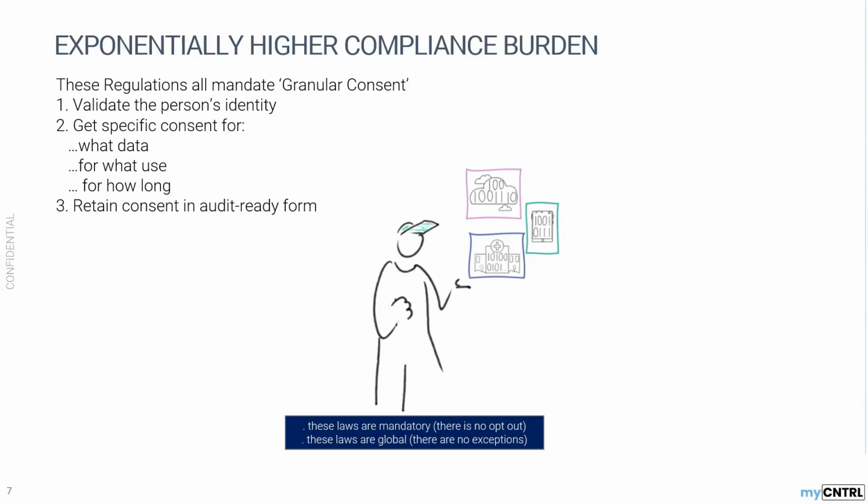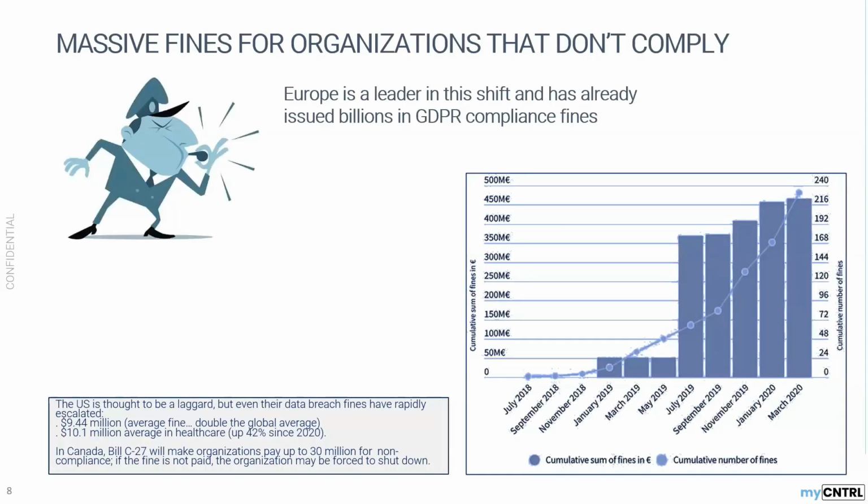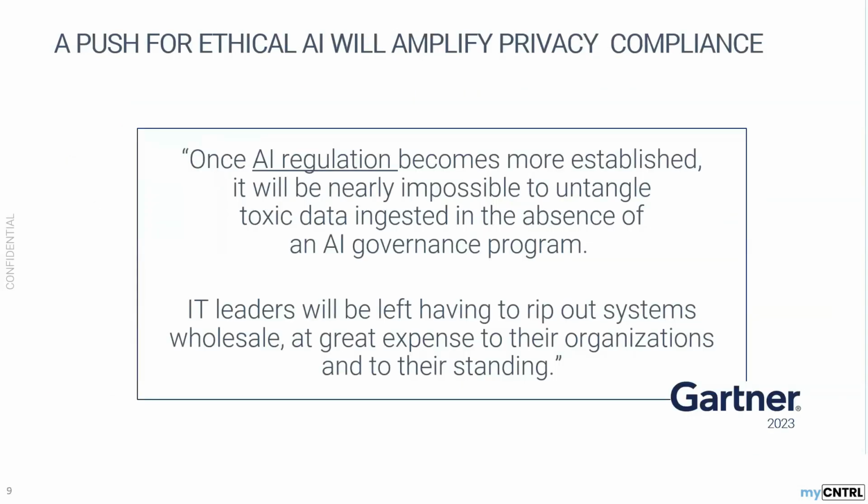This is not optional. These are mandatory laws and they have global reach. And they have massive fines if you don't comply. Europe is the leader and GDPR is already in place and we've already seen massive fines, but even America, which is considered to be a laggard, has been issuing huge fines. This is a major deal. And it's about to become even more major because generative AI is pushing the demand for ethical AI. And that, again, pushes for granular compliance for the use of data in those data sets. The world is shifting really fast.